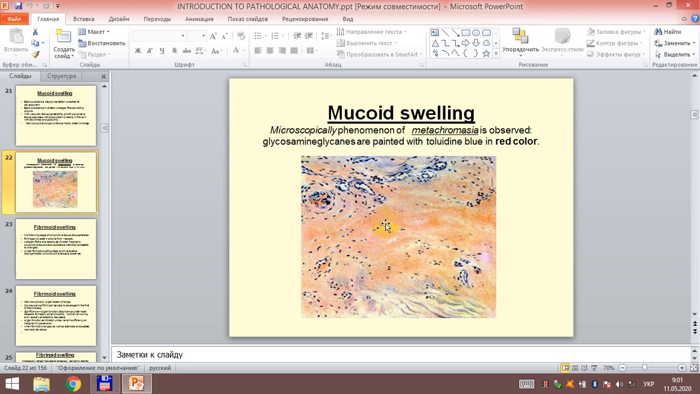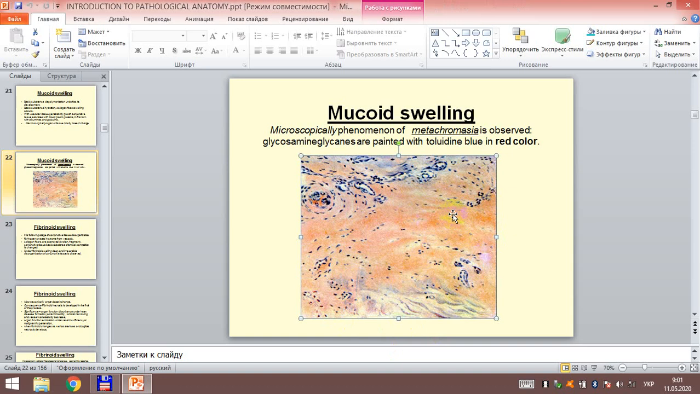Microscopically, in this picture of connective tissue, the phenomenon of metachromasia is observed when mucoid swelling develops, because the fibers are stained with toluidine blue in red color. Normal structure without mucoid swelling stains blue.